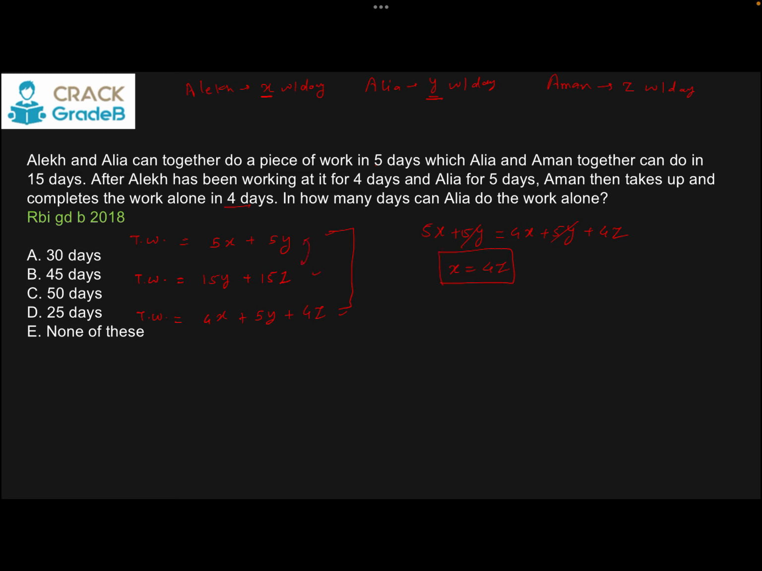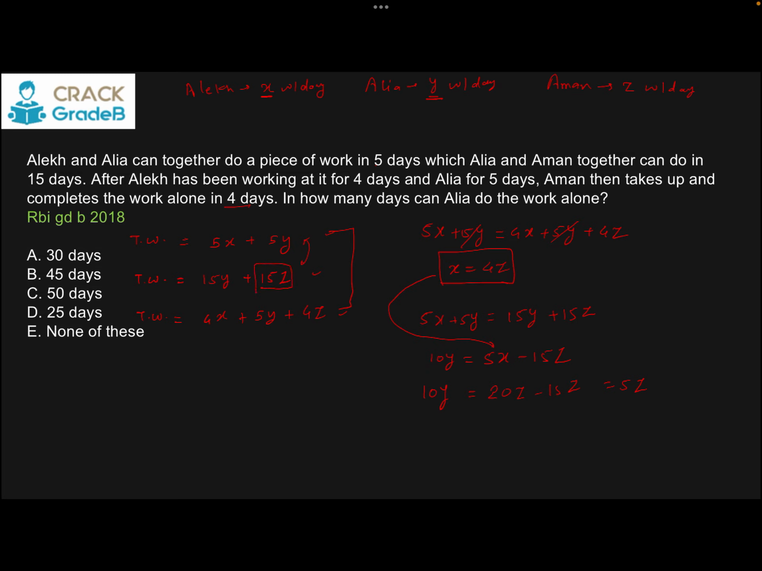Now we can equate the first and second. That gets us 5x plus 5y is equal to 15y plus 15z. That means 10y will be equal to 5x minus 15z. Just put x is equal to 4z here. That will make it 20z minus 15z, which is equal to 5z. So 10y is equal to 5z.